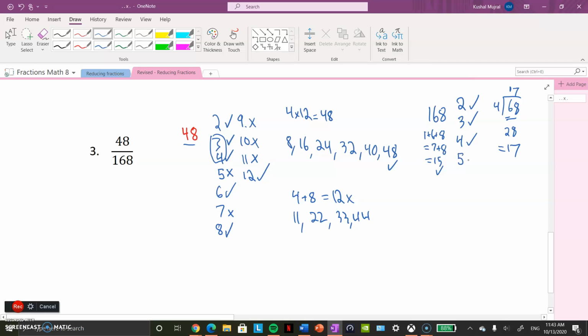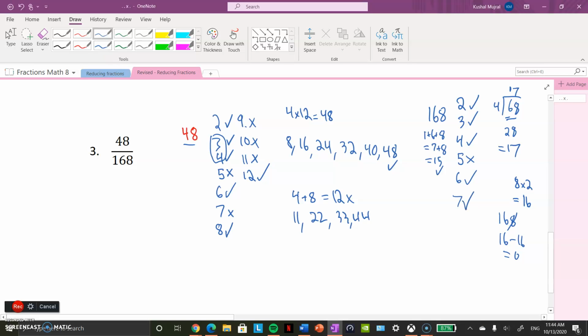Let's look at 5. It's not divisible by 5 because the last digit's not 0 and it's not 5. Let's look at 6. If it's divisible by 2 and 3, then it's divisible by 6, so 6 works. Let's look at 7. For 7, you double the last digit, so 8 times 2 is 16, and then you subtract that from the rest of it. I think, is that what it is? Yeah, you subtract from the rest of the numbers, so 16 minus 16 equals 0. So that means 168 is divisible by 7.